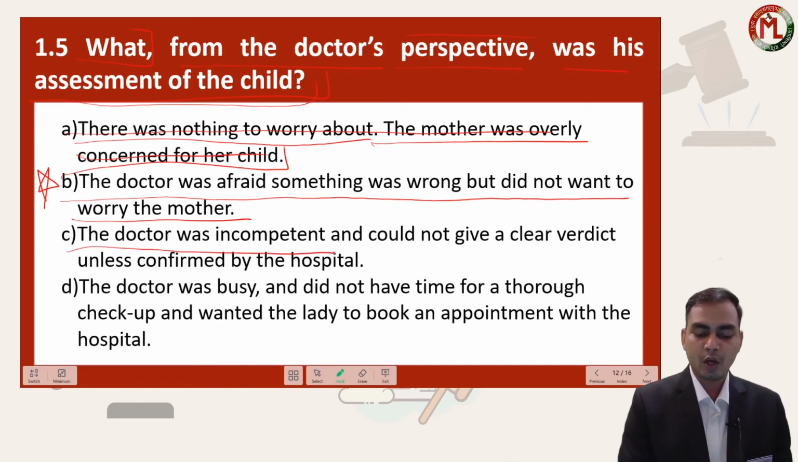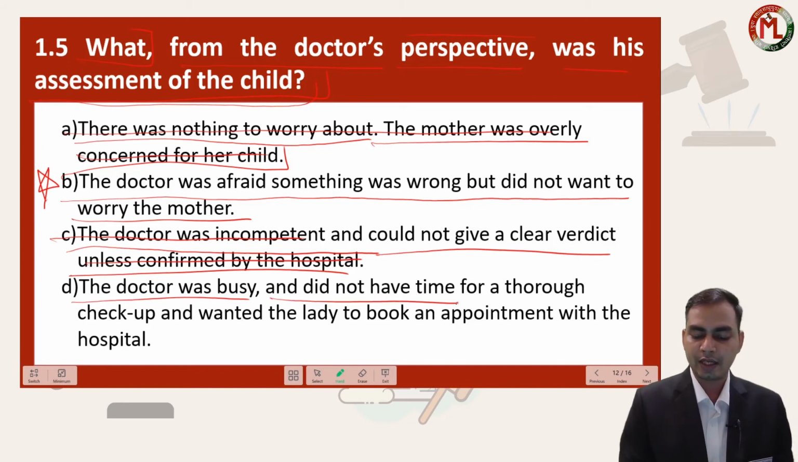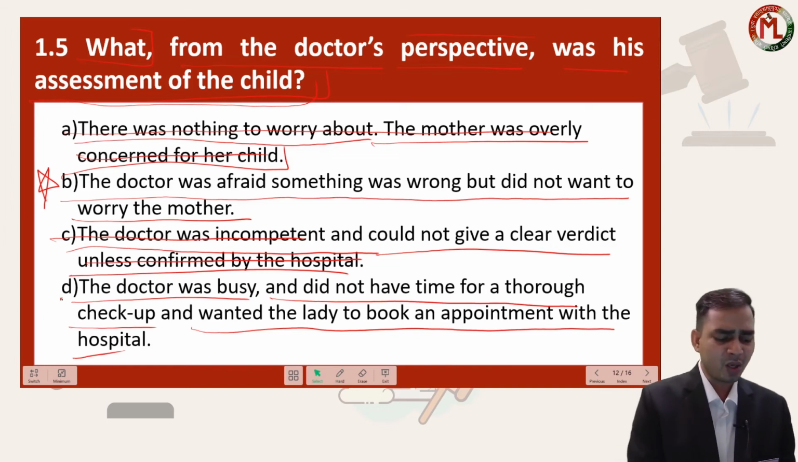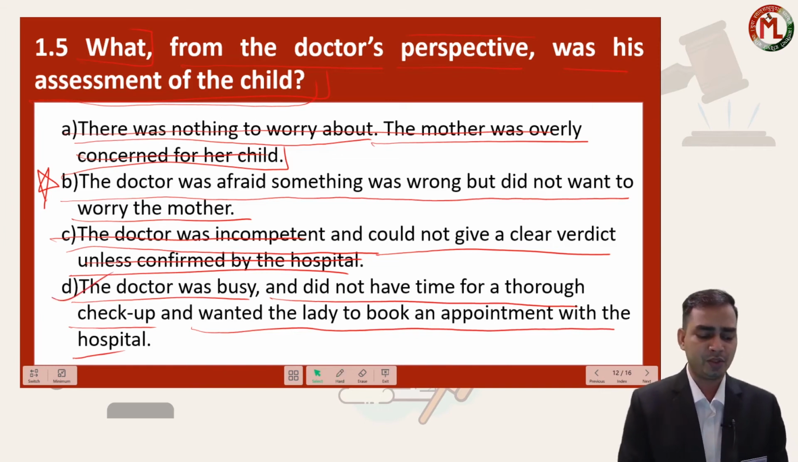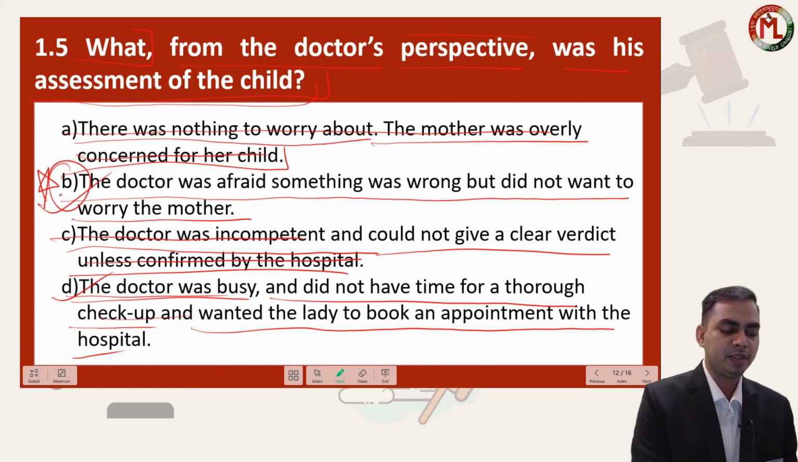Now, the doctor was incompetent. We cannot say that the doctor is incompetent because he is a doctor and could not give a clear verdict unless, so we can eliminate it immediately. Now, the doctor was busy and did not have time for a thorough checkup and wanted the lady to book an appointment with the hospital. The doctor was not busy, it was not mentioned, so it is also incorrect information. So now we can finally say option B is the correct option.